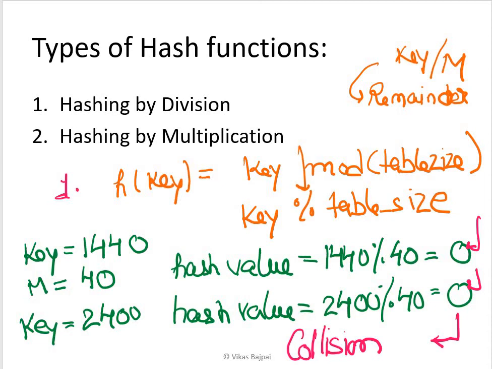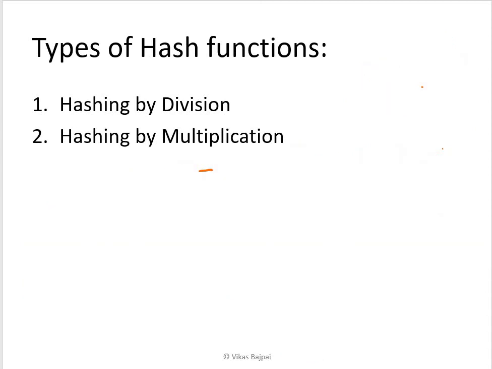And there are ways to avoid this particular collision. We have linear probing, and then we have some other options as well. But at this moment of time, just identify that there are issues, right? Now let's talk about hashing by multiplication.